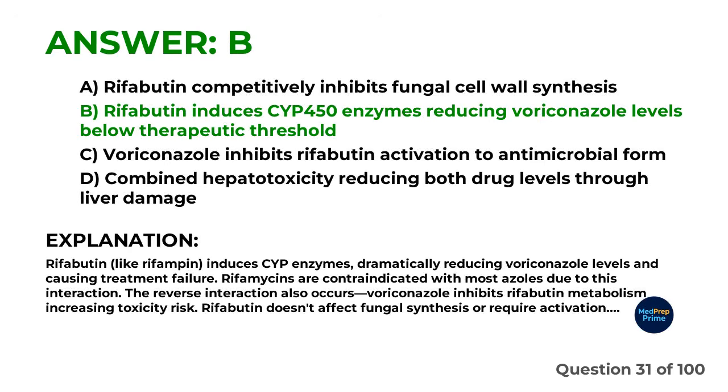Correct answer B. Rifabutin, like rifampin, induces CYP enzymes, dramatically reducing voriconazole levels and causing treatment failure. Rifamycins are contraindicated with most azoles due to this interaction. The reverse interaction also occurs. Voriconazole inhibits rifabutin metabolism, increasing toxicity risk. Rifabutin doesn't affect fungal synthesis or require activation. Hepatotoxicity isn't the mechanism of therapeutic failure. Alternative antifungal or antimycobacterial therapy is needed.